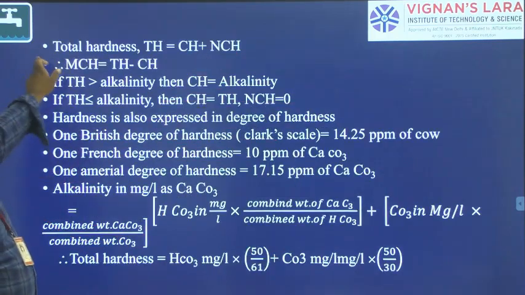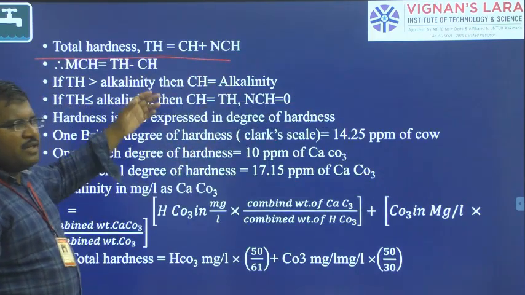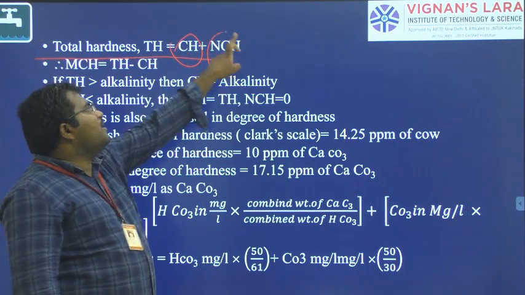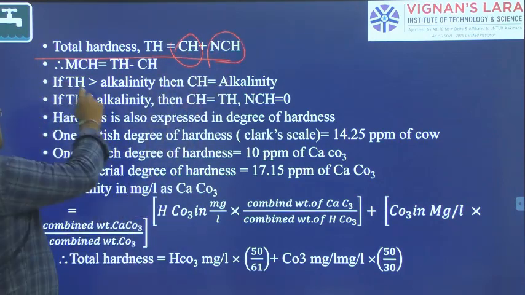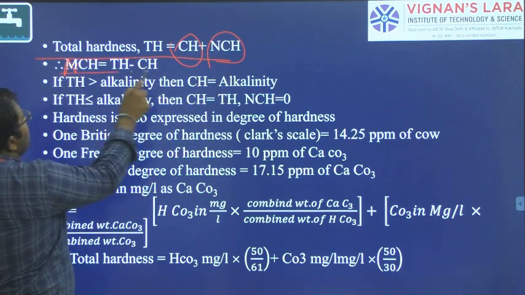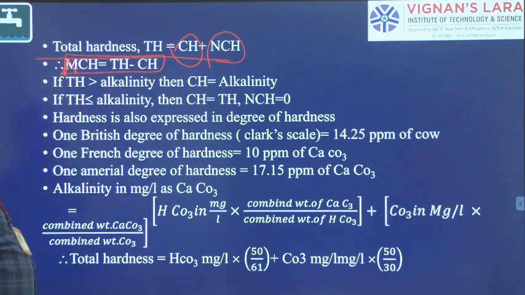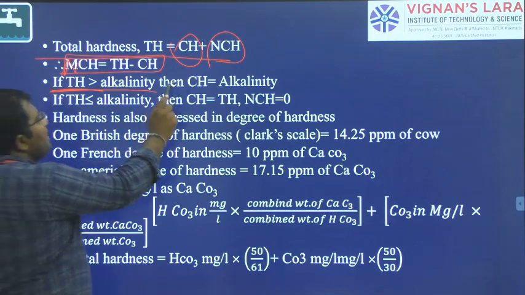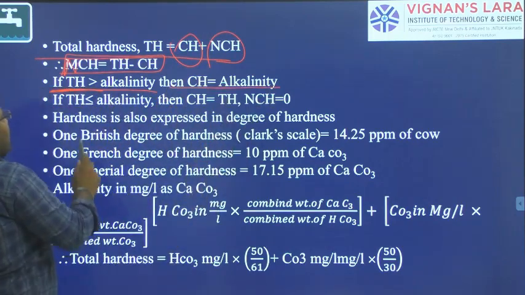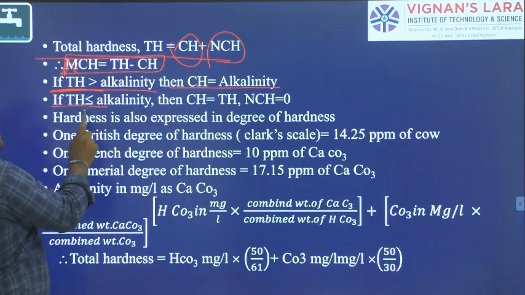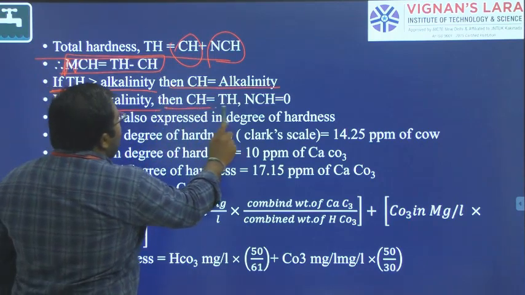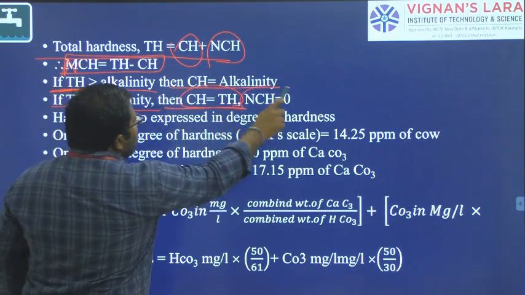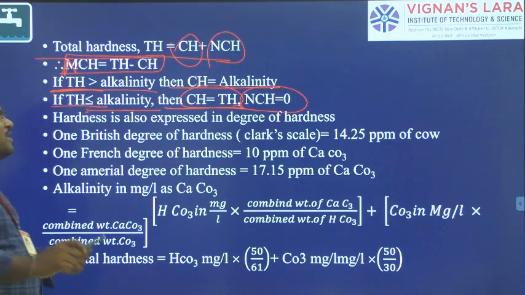Next, total hardness will be equal to, we know that one is carbonate hardness, another one is non-carbonate hardness. Non-carbonate hardness will be equal to total minus carbonate hardness. If total hardness is greater than alkalinity, then carbonate hardness is equal to alkalinity. If total hardness is less than or equal to alkalinity, then carbonate hardness is equal to total hardness, and NCH, non-carbonate hardness, is equal to 0, right?